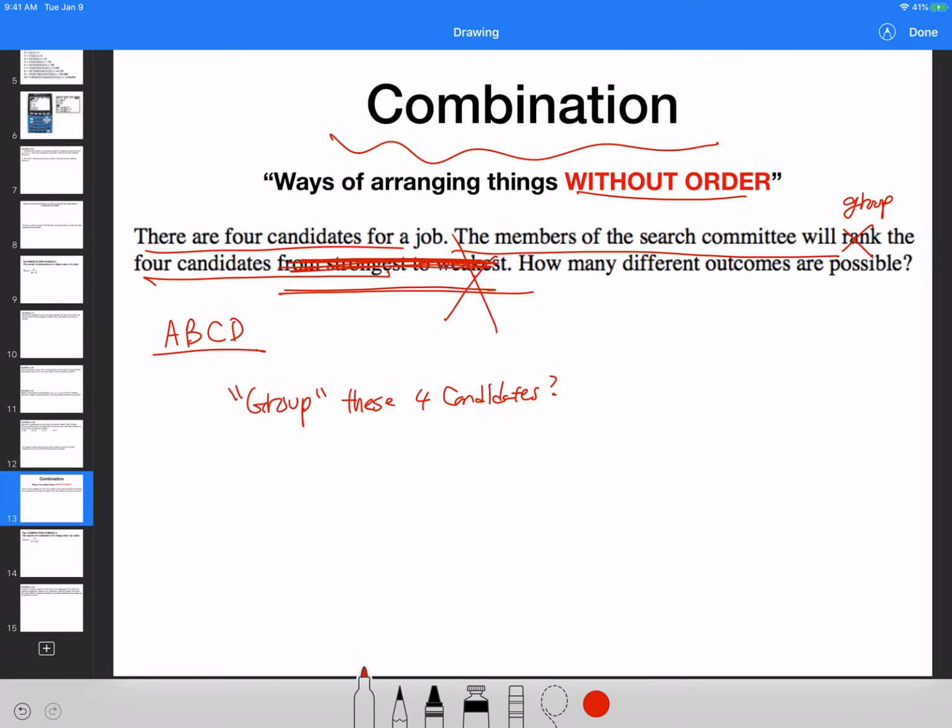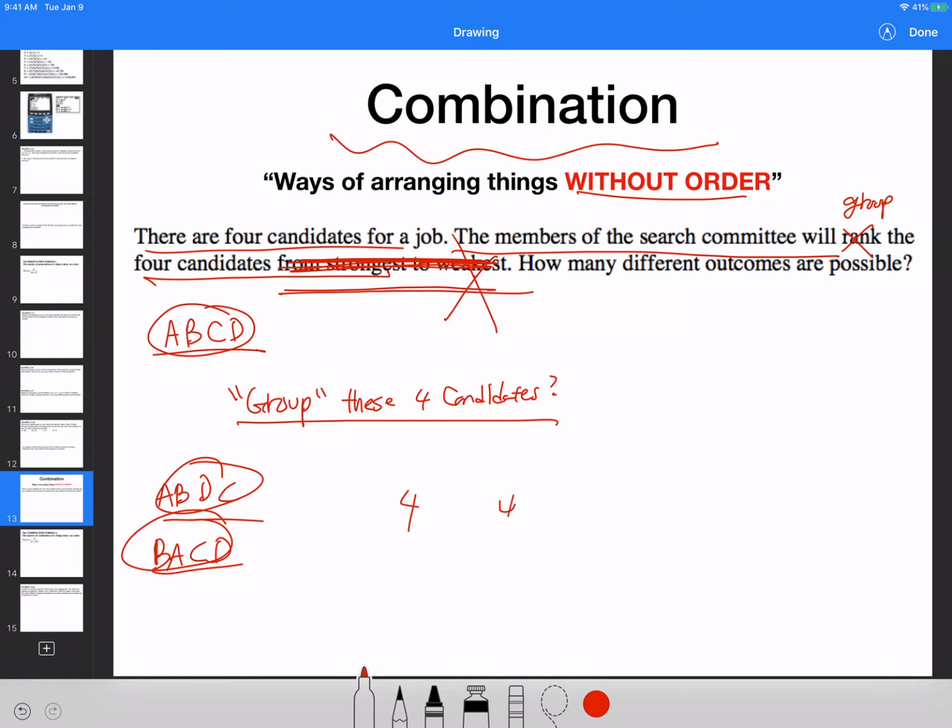So if there are no criteria on how to group them, if I group them like A, B, C, D, or A, B, D, C, or B, A, C, D, all of these are a way to group the 4 candidates, but you're not going to count them twice or 3 times. How many different ways can you group 4 people into a group of 4? There's only going to be one.